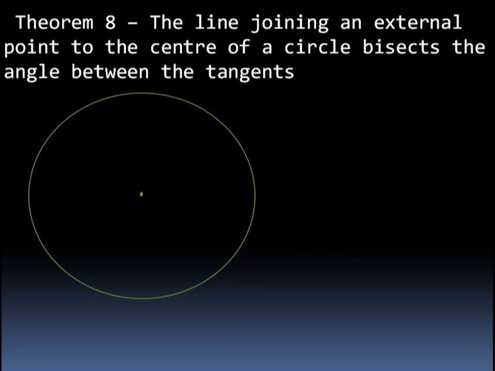Theorem 8, the line joining an external point to the center of a circle bisects the angle between the tangents. Okay, well, that's a little bit confusing, so I'm going to just look into what it says here. The line joining an external point, so let's look at that.